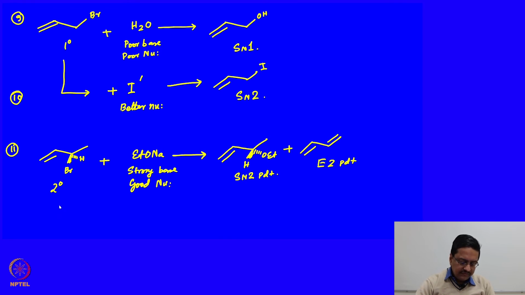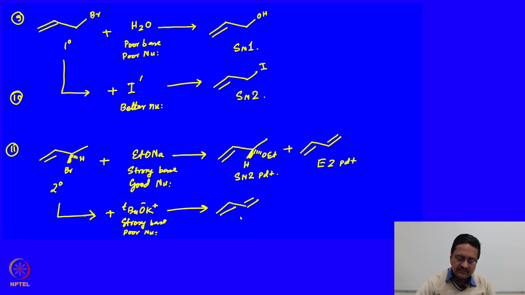On the other hand, if you take the same substrate and treat this with tertiary butoxide, potassium or sodium tertiary butoxide, this is a strong base, as you have already learnt, but poor nucleophile because of large bulk. So, you will end up getting the elimination product only.